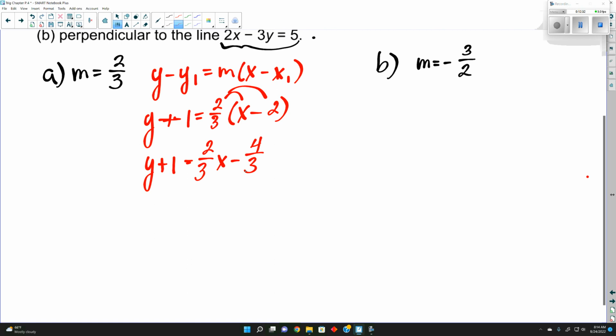And last but not least, we need to subtract the 1, getting us y by itself is equal to 2/3 x minus. Anybody know what -4/3 minus 1 is? No? It would go up because since it's negative, we're subtracting, it would get a bigger negative. So we'll still have a 3. Or essentially, we're saying -4/3 plus -1. Well, since it's a whole, how many thirds would we have? 3/3? So 7.